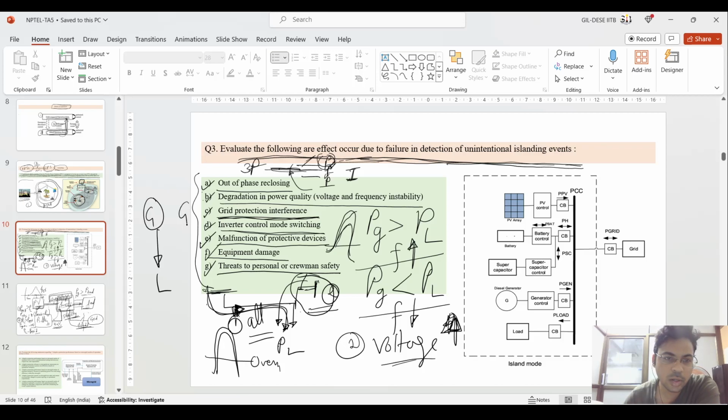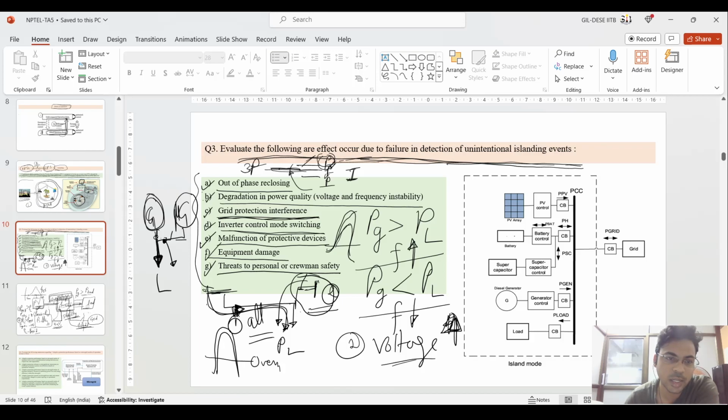If you see on the right side, you have a generating source and a load. This load is fed from this microgrid, and the utility grid is also generating power and sending it to this load. Suppose this microgrid got disconnected, so the whole of the power will flow from the grid.